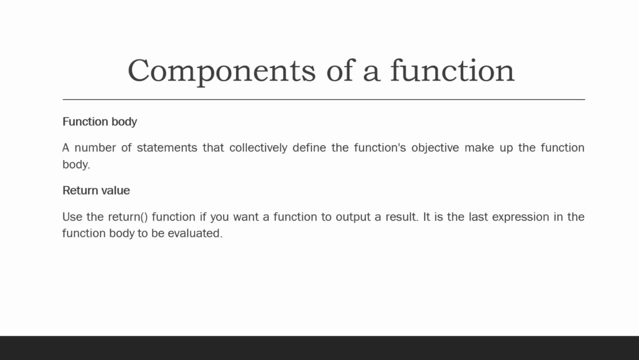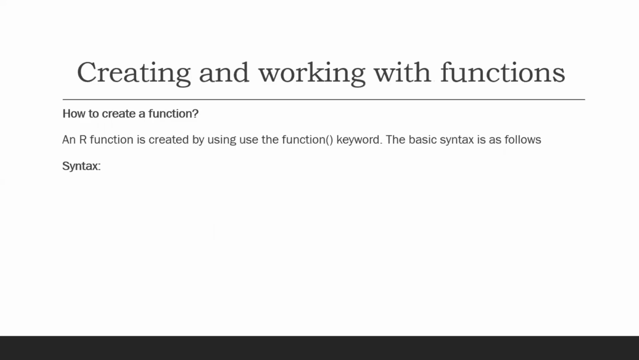Now let's move forward. Next, we have a function body. A number of statements that collectively define the function's objective make up the body of a function. In the last, we have return value. In order to use this, we use the return keyword or function. If you want a function to output a result, you can use this. It's the last expression in the function body to be evaluated.